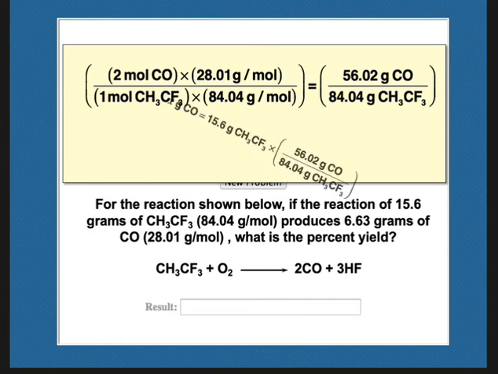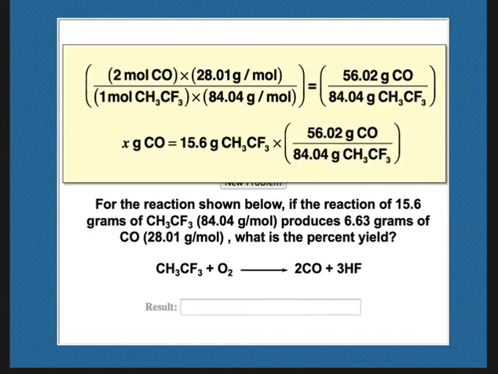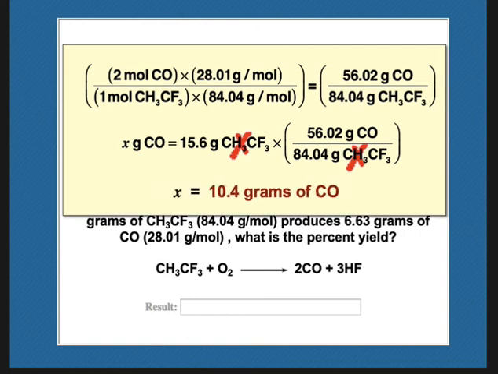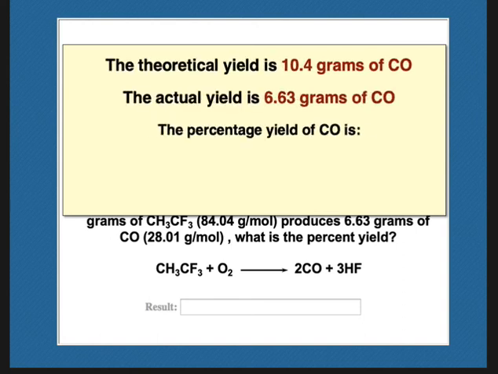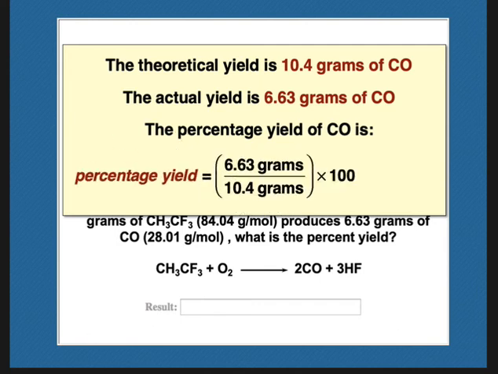We would take that, multiply it by our given, and we would get grams of CO. That's our theoretical yield. So, theoretical yield is 10.4. The actual yield in the problem was 6.63. Percent yield is simply this ratio times 100, multiply it out, times 100, 64%.